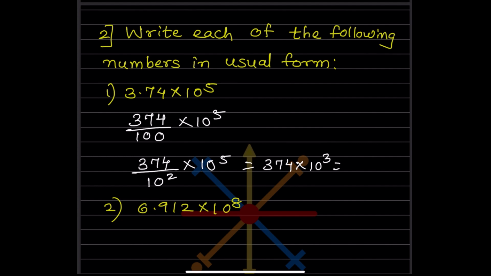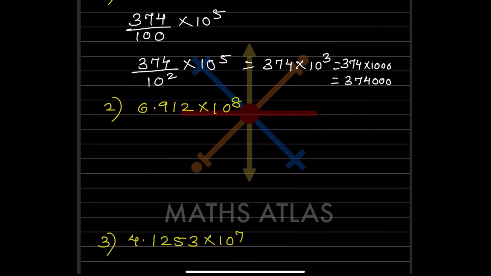So we can write this as 374 into 1000, which is going to be 374000. So this is the answer. The usual form means we have to remove the decimal and solve. Now let us see the next one.